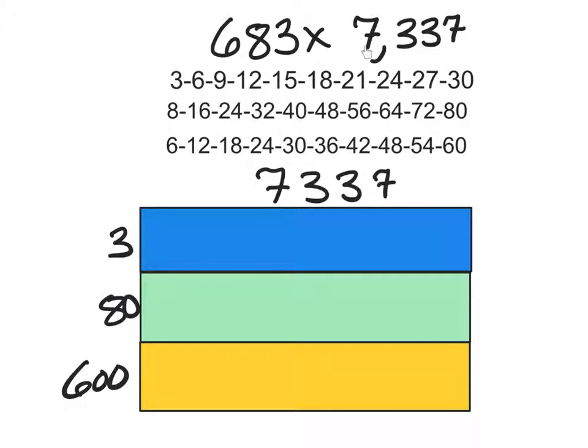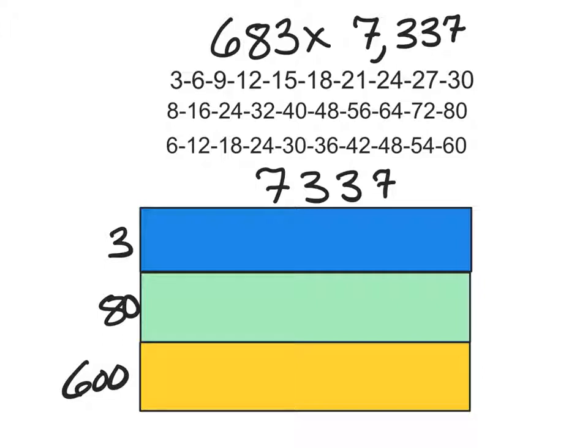683 times 7,337. I did my counting by the numbers for 6s, 8s, and 3s. And then I plugged the 7,337 right up here on top of my 3 area boxes. And I broke the 683 into 600 plus 80 plus 3. Let us rock and roll, my friends.